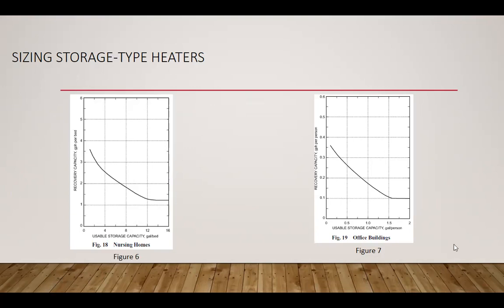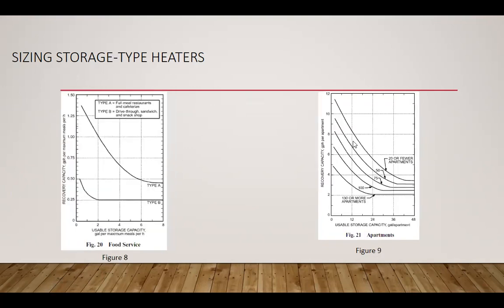So ito naman, usable storage capacity, gallons per bed, and recovery capacity, gallons per hour per bed. Figure 6, nursing homes. Office building, yan. Then food service, type A, type B. Type A, full meal restaurant and cafeterias. Type B, drive-thru, sandwich, and snack shop. So mga type ng kainan. Yung mga snack lang to. Drive-thru. Apartments, yan. 20 or fewer apartments. 50 apartments, yan.